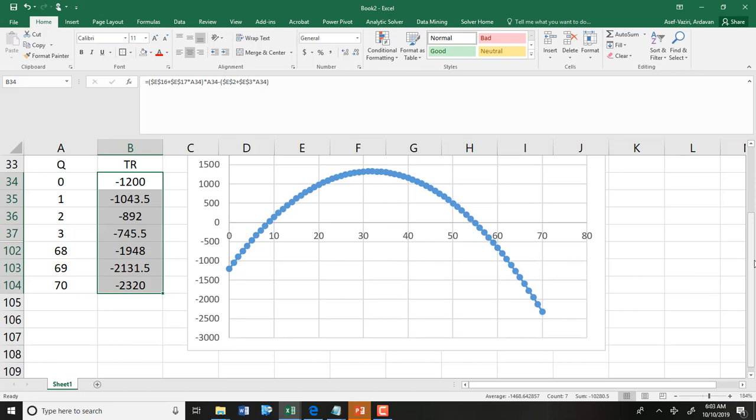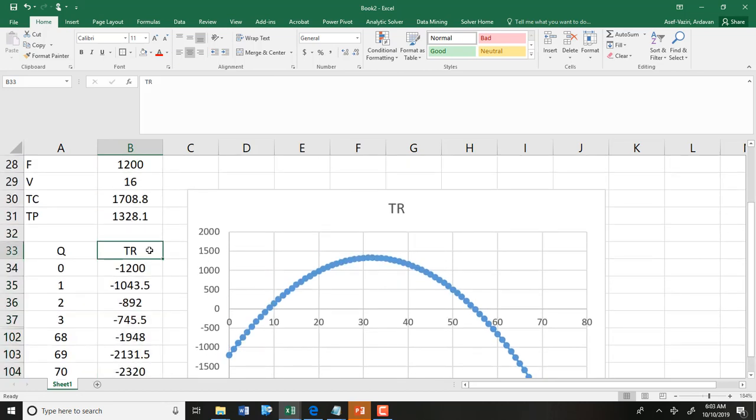This is my total profit curve. As you see, profit goes from negative to zero, reaches a maximum, and then comes down again. Now I want to find these 2 points. When I use Solver, it may give me this one, or it may give me this one. How do I know if it's this one or this one?